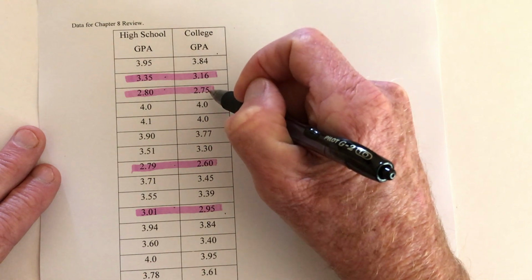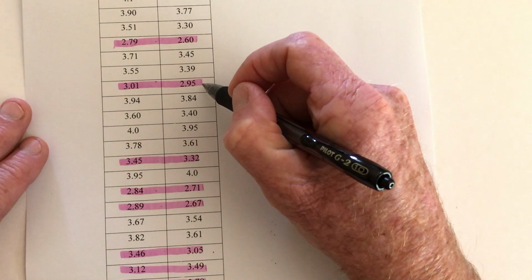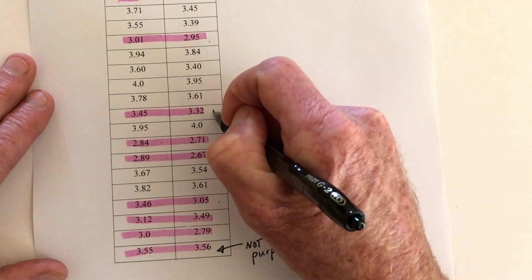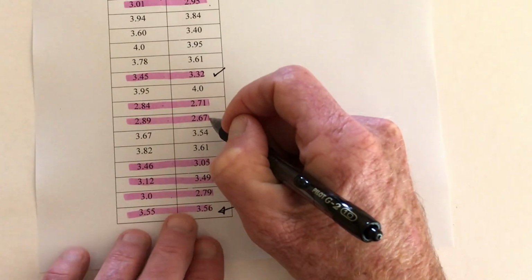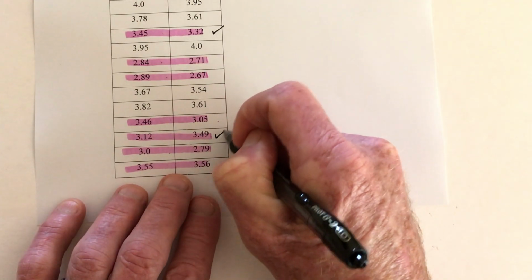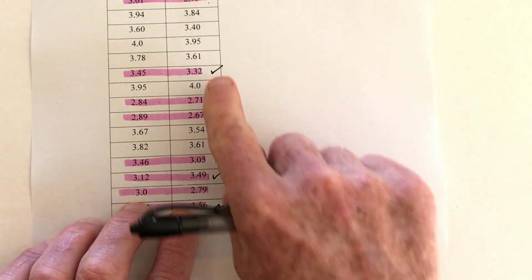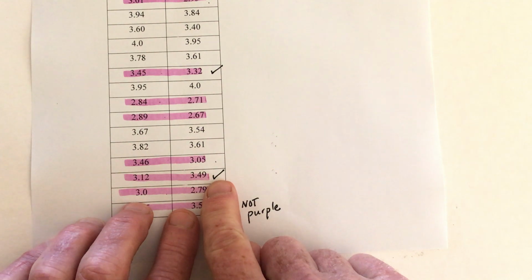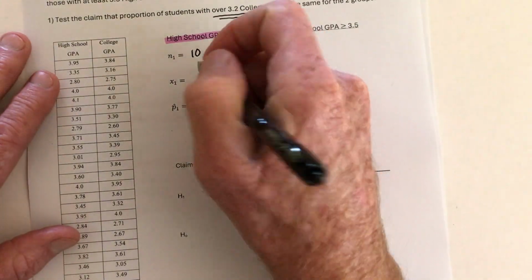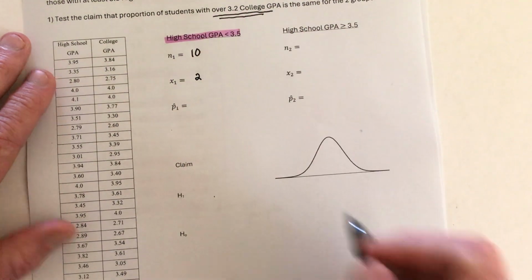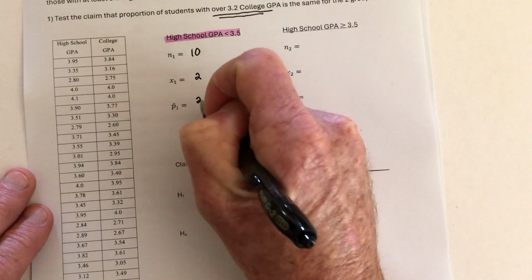So this one, no, no, no. Bigger than a 3.2? No. Yes, here's one. And no. Bigger than 3.2? Here's one. And then remember, this one's not purple. So it turns out that there's only 2 of them whose GPA is above a 3.2. So X equals 2. And then p-hat is just X divided by n.